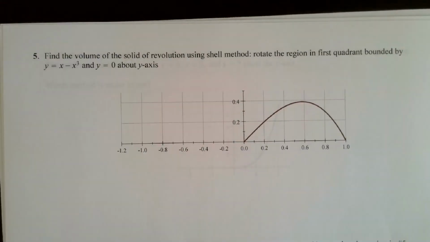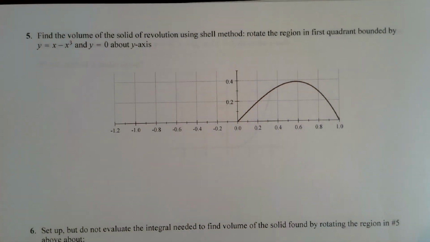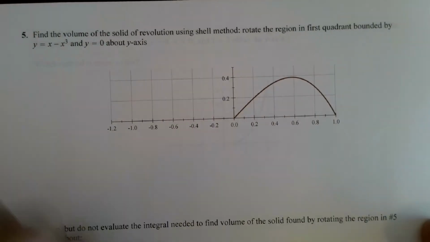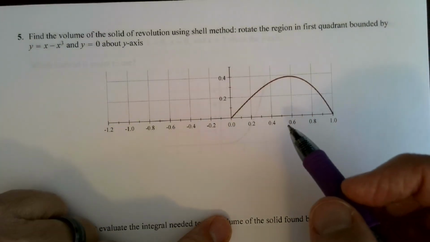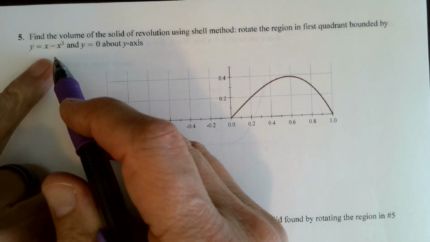And also with this example, we'll get an idea why we want to even use the shell method and why don't we just use the disk method. With this example, you can see a problem with using the disk method and an advantage for using the shell method. So we're going to rotate the region in the first quadrant bounded by y equals x minus x cubed.